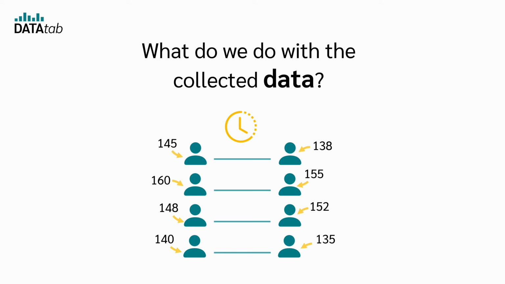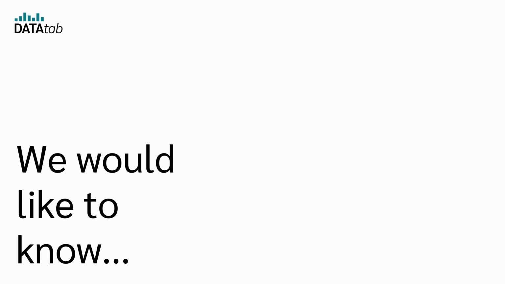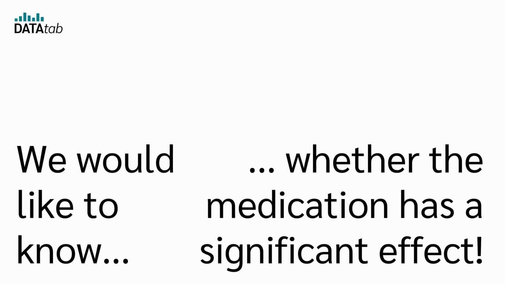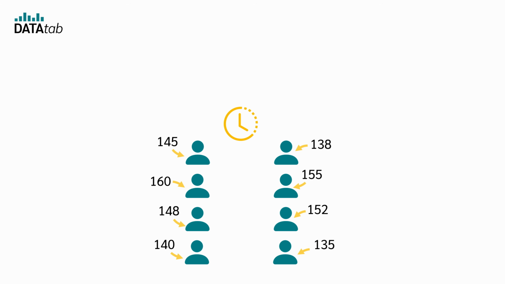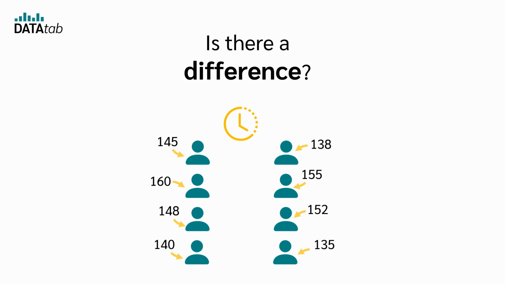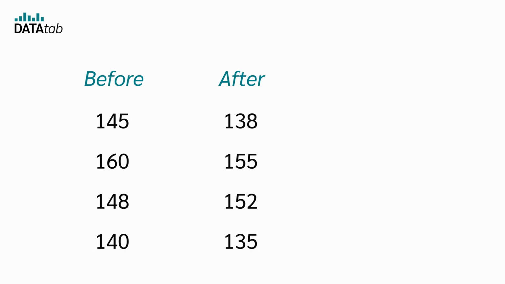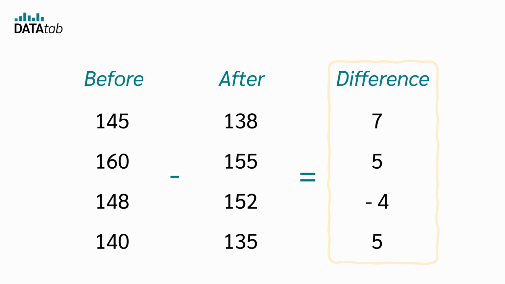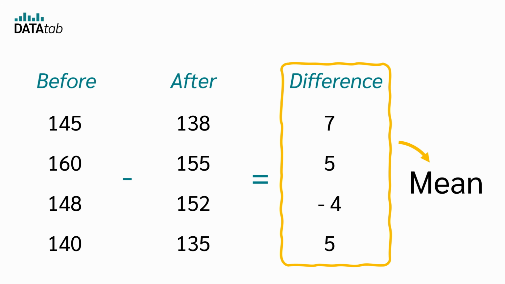But what do we do with the collected data? We would like to know whether the medication has a significant effect. More specifically, we are interested in whether there is a difference in blood pressure before and after taking the medication. So we simply calculate the difference between before and after. If the medication had no effect on blood pressure, we would expect this difference to be 0 on average. The values before and after should be the same. So we calculate the mean of the differences. Now we want to test whether this mean is significantly different from 0.